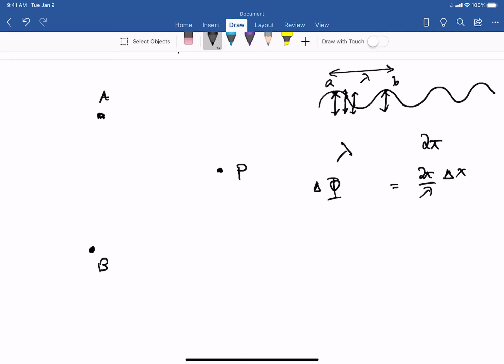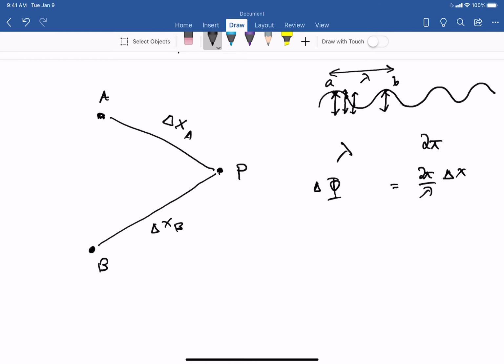Now remember that the waves are completely in sync at A and B, right? So if you consider the wave coming from A and the wave coming from B, they have traveled exactly the same distance in order to get to P, because P has been placed equidistant from A and B. So if the waves have traveled the same distance, the delta x along this wave and the delta x along this wave is the same.